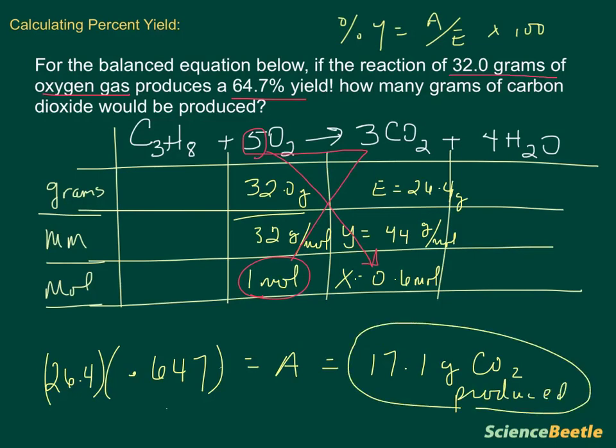So that's the way you kind of use it if you have a slightly different problem. If they give you the percent yield and you're asked to figure out how much you actually produce if the yield is this amount, that's the way you actually solve the problem there.